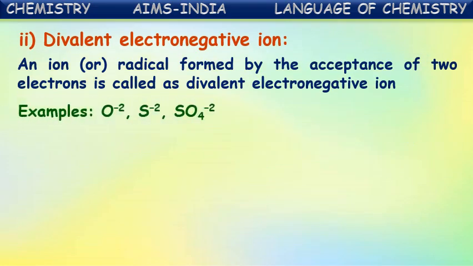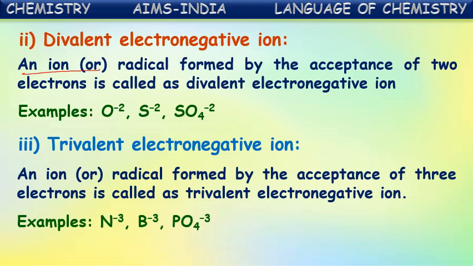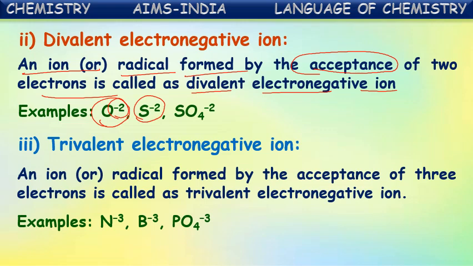Divalent electronegative ion, trivalent electronegative ion. See here, divalent electronegative ion: an anion or radical formed by the acceptance of 2 electrons is called a divalent electronegative ion. O minus 2: oxygen has gained or accepted 2 electrons, that's why it gets the negative charge. This is called a divalent electronegative ion. Sulfur has gained 2 electrons, that's why it gets the charge minus 2. It is also a divalent electronegative ion.